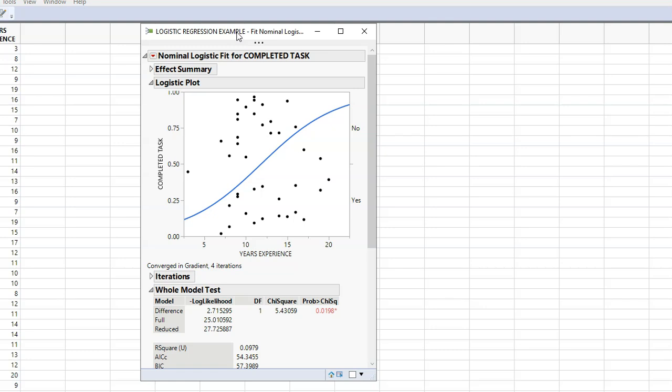Logistic regression is one of the methods that's used in machine learning, which help make decisions, especially for advertising, online advertising. Machine learning is used a lot.